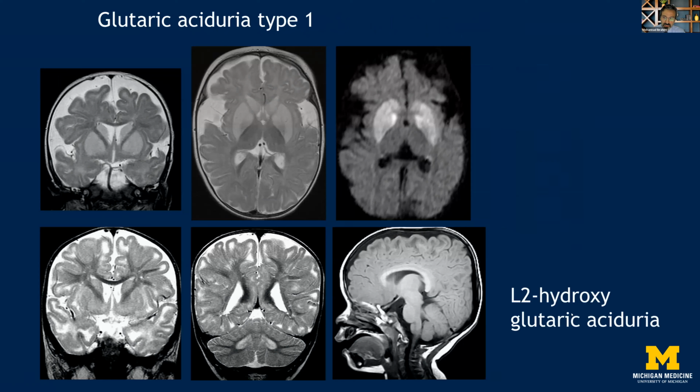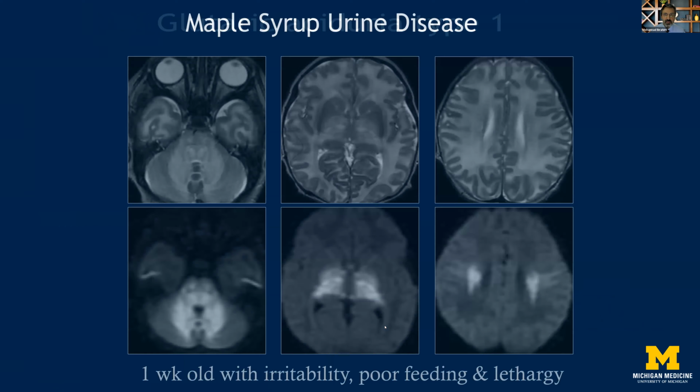L2 hydroxyglutaric aciduria is another organic aciduria disorder. These kids present with a big head as well, as we indicated earlier, but classically there is abnormal signal that starts in the juxtacortical white matter and then progresses centrally toward the subcortical white matter. You can see on the sagittal T1, this kid has a relatively large head compared to his facial size.